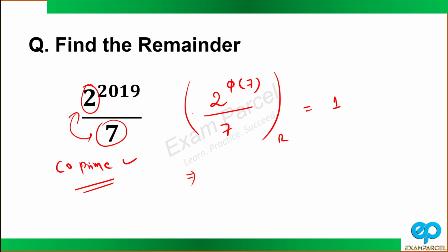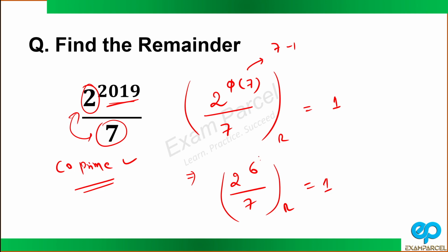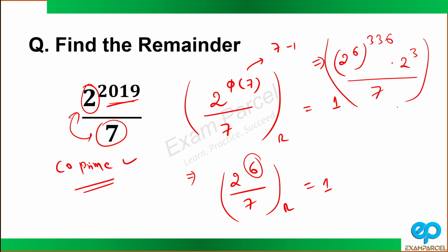Now, as I have discussed earlier, 7 is a prime number and phi of 7 will be simply subtract 1. So 7 minus 1, 6, right? So 2 raised power 6 upon 7 is going to give me a remainder of 1, but I want 2019. So can I write 2019 in some multiple of 6? Let us try to divide this by 6. So can I get 2 raised power 6 into 336, 6 into 3, 18, 21, 3, 6, 336 and 3. So the remainder is 2 raised power 3. So 2 raised power 6 raised power 336 into 2 raised power 3 upon 7, remainder is 1.